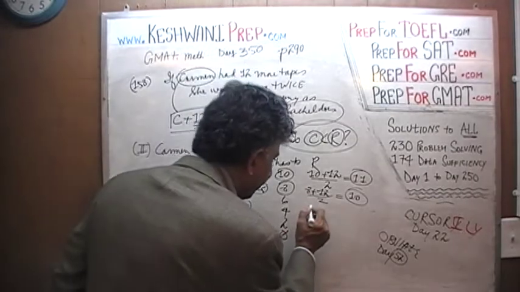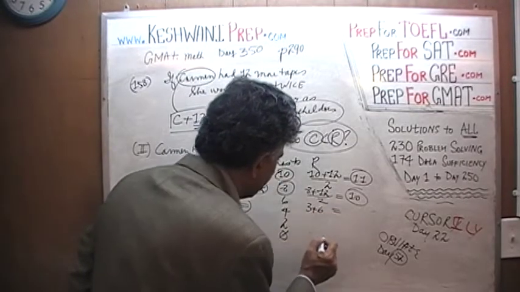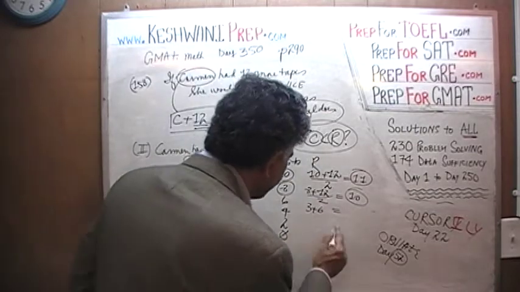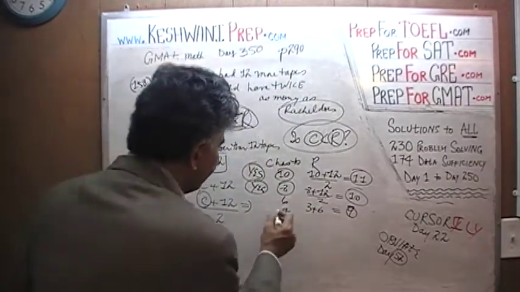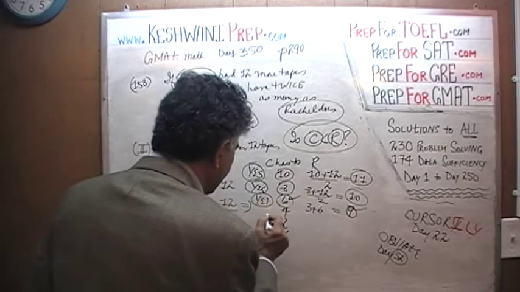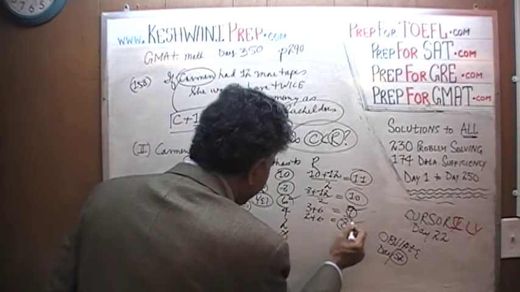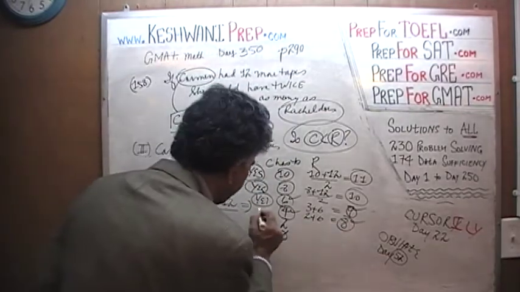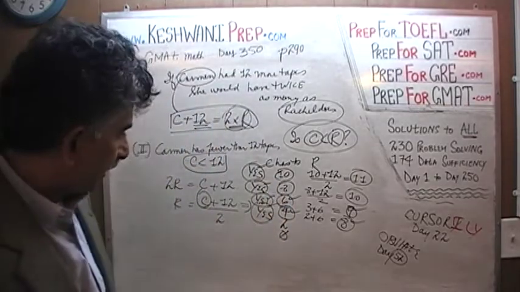The next one is going to be 3 plus 6, which is 9. Is C less than 9? The answer is yes again. It will always be yes. The next one is 2 plus 6, which is 8. Is 4 less than 8? The answer is always yes. The answer will never change. And we are almost there.